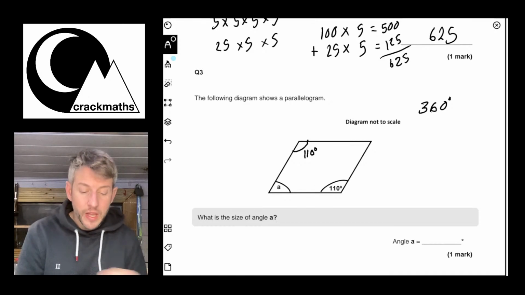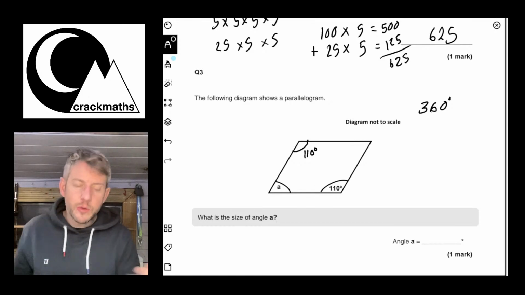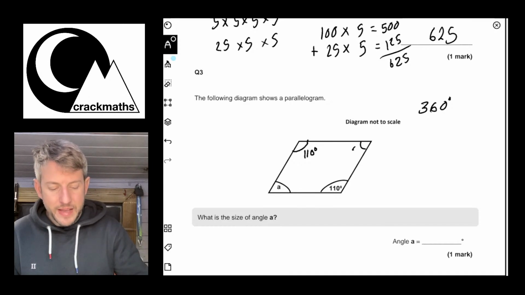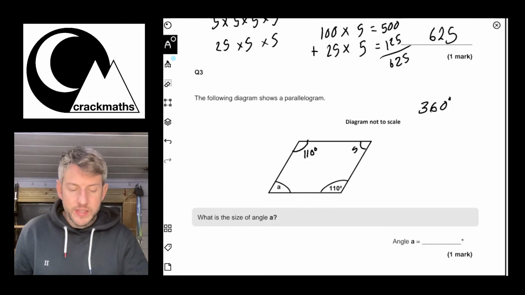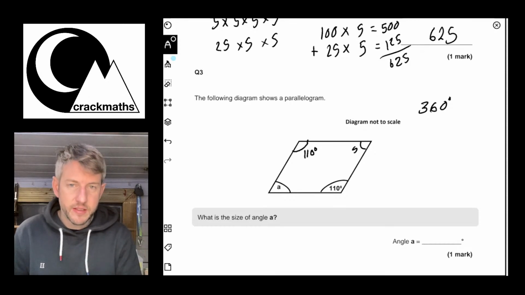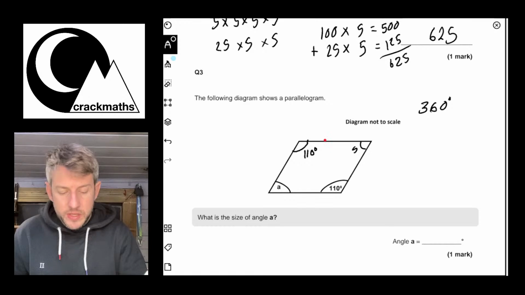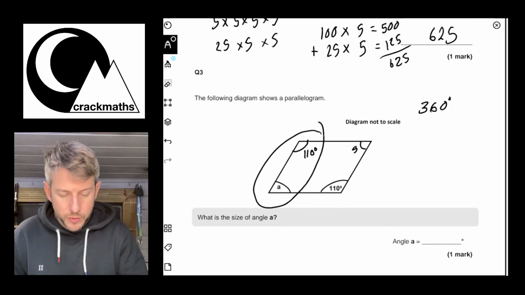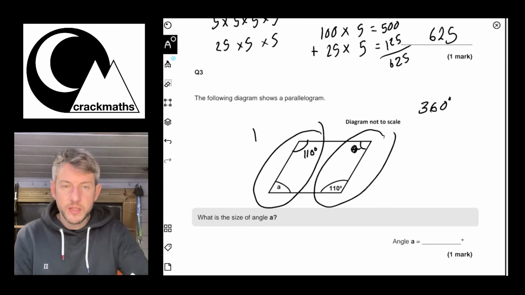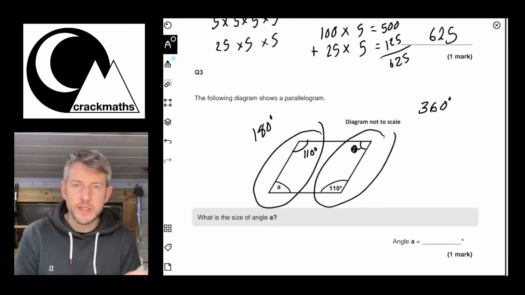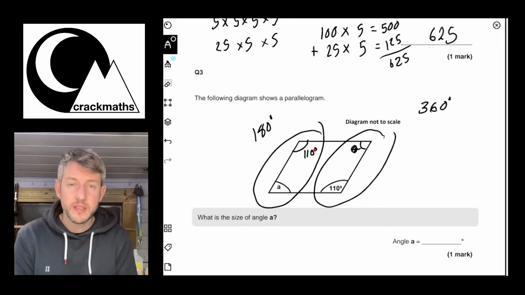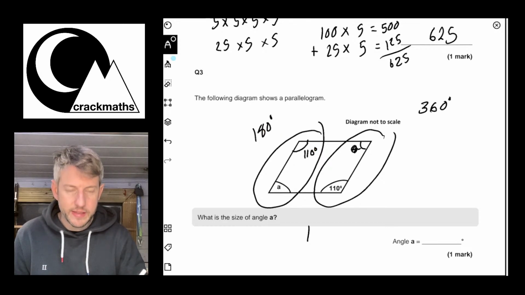If all the angles in the parallelogram add up to 360 because it's a four-sided shape, and it's just two combinations of A and 110, that means each of these pairs must total 180 degrees. So I know that A plus 110 degrees equals 180 degrees, so I'm going to write that down here.